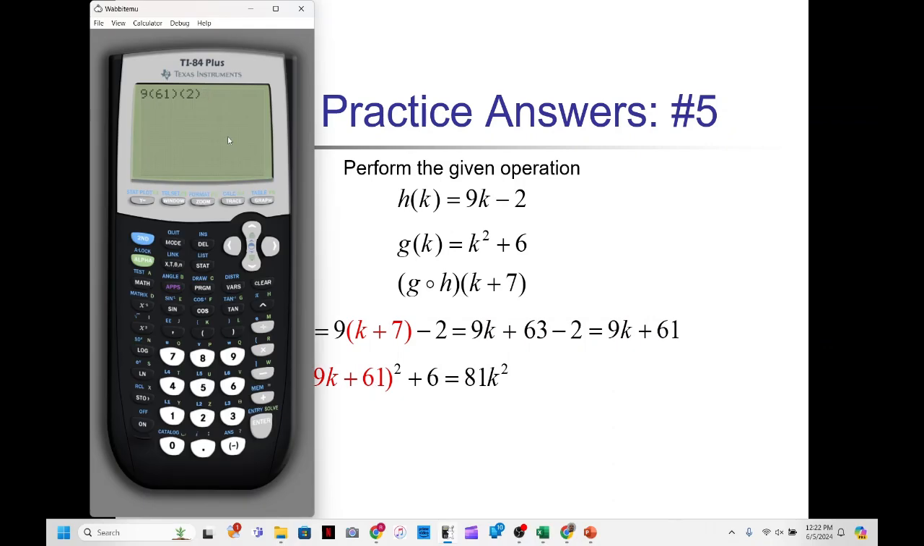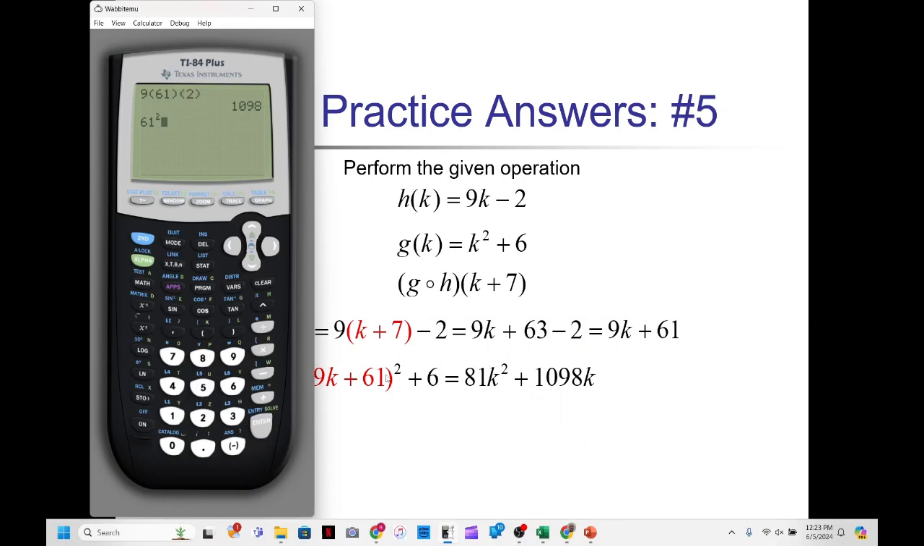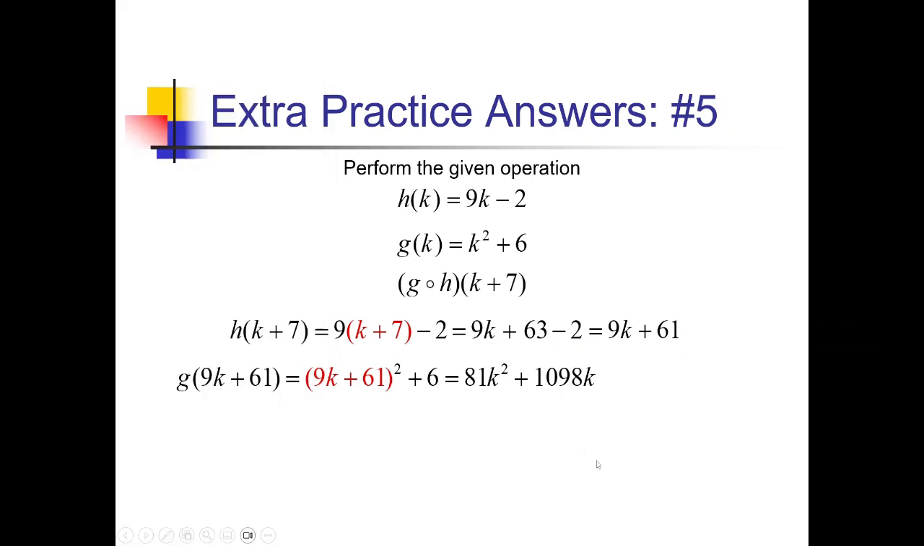So on my calculator, I'm doing 9 times 61 times 2, and I'll add a k in there once I figure this out. So that's 1098k, and then I have to do 61 squared. 61 squared is 3721. And don't forget, we still have that 6 at the very end as well. So there's not a whole lot of like terms to combine. We still have the 81k squared and the 1098k. We also now have a plus 3,727 for that piece of it. And this is as good as it's going to get.